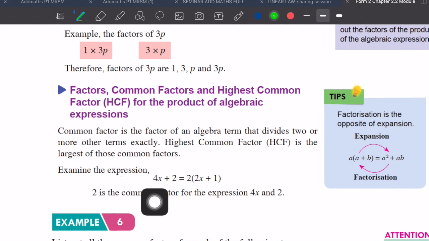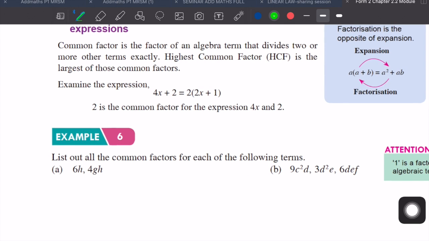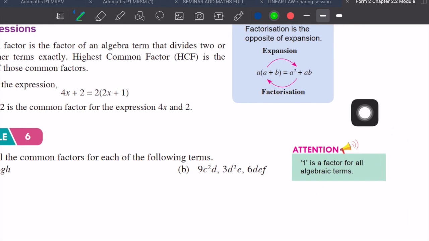Examine the expression 4x plus 2. When you factorize this expression, you get 2 bracket 2x plus 1, where 2 is the common factor for 4x and 2. Before we look at the first example, have a look over here. Attention: 1 is a factor for all algebraic terms. Remember that 1 is a factor for all algebraic terms. Don't forget.